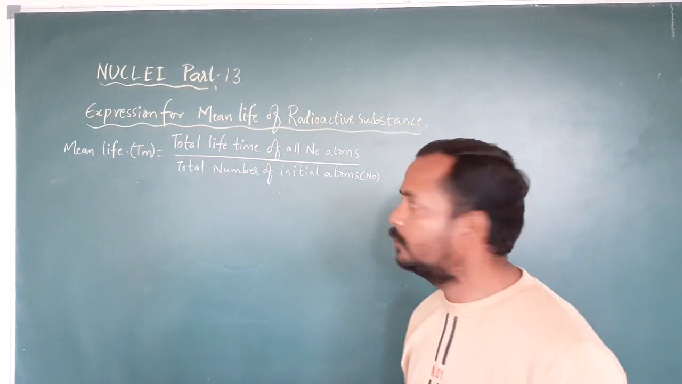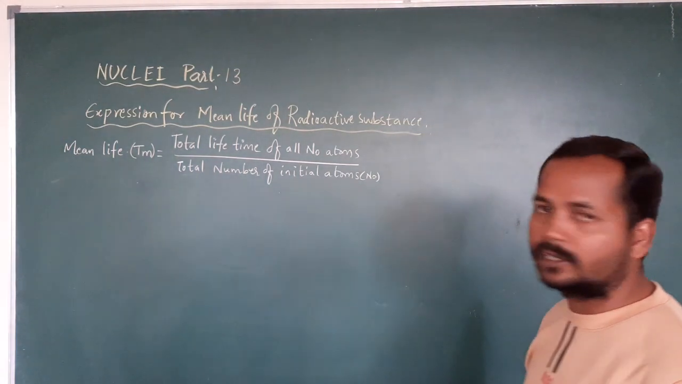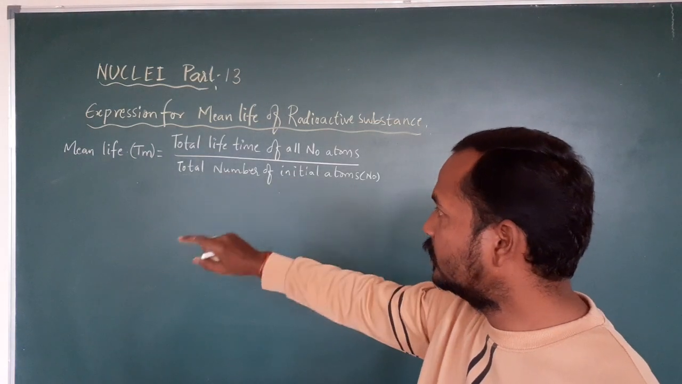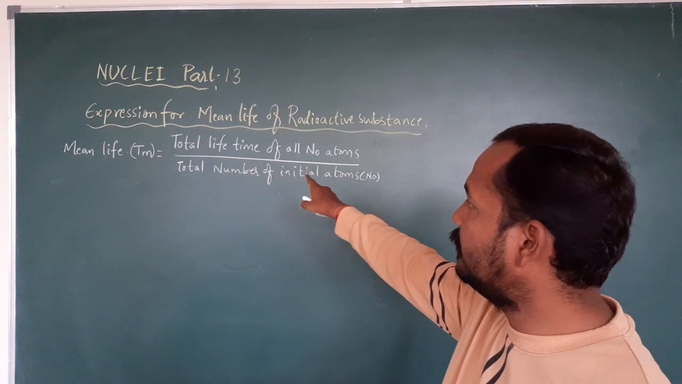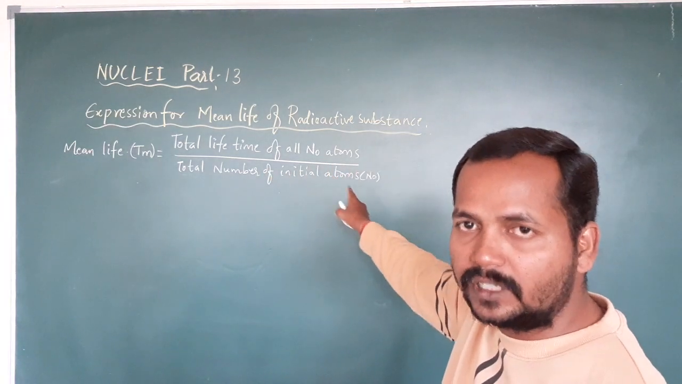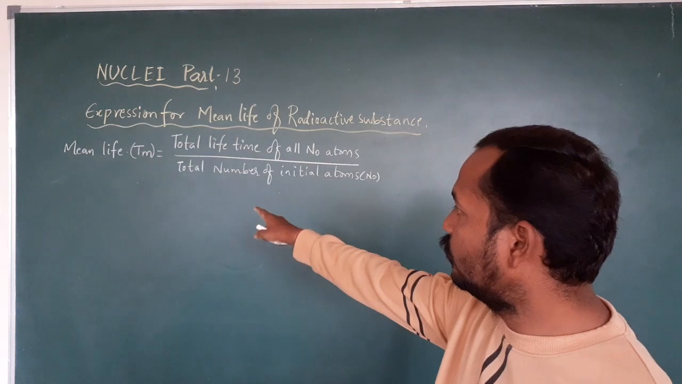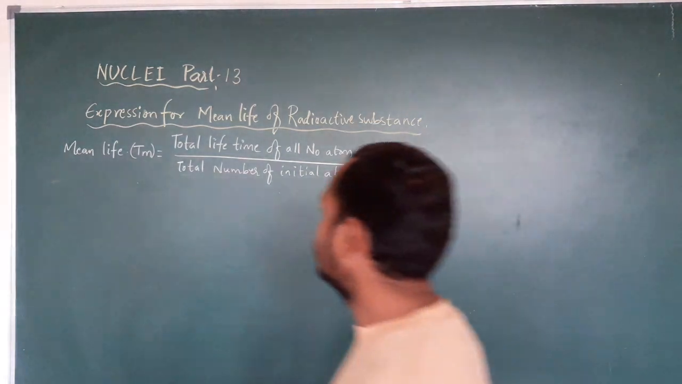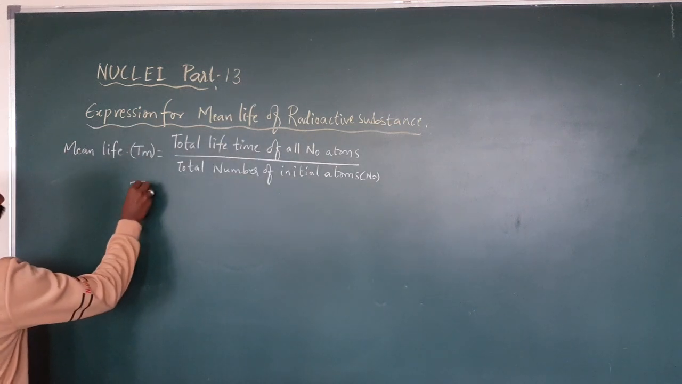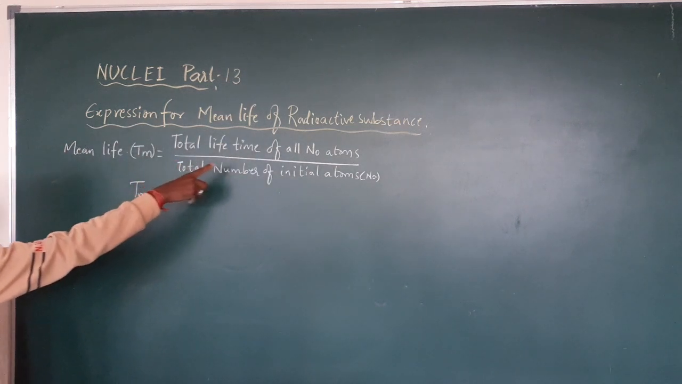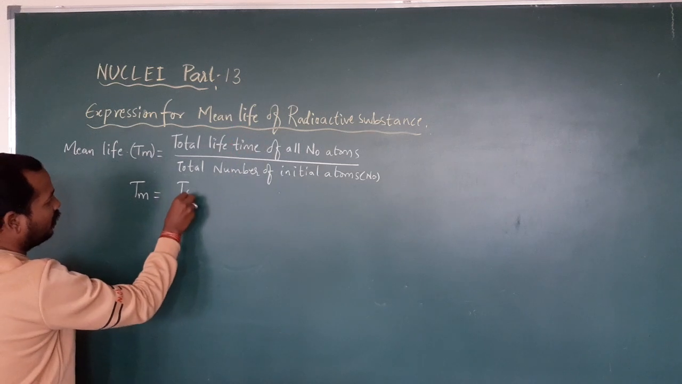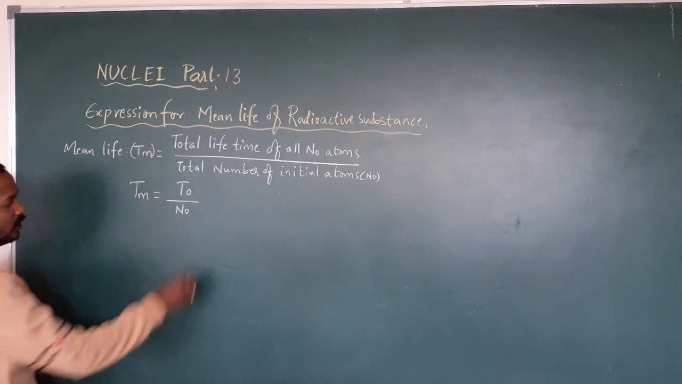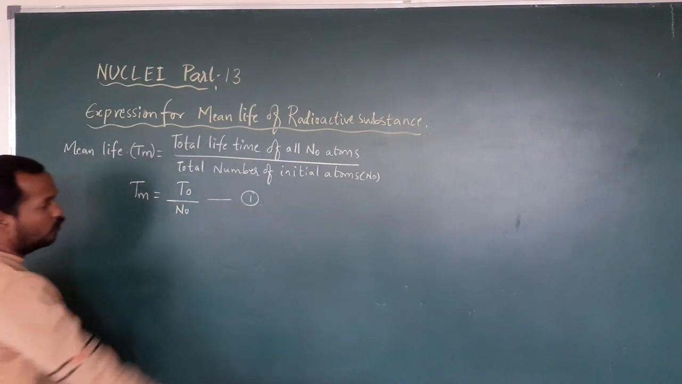Next, the expression for mean life of a radioactive substance. What is the definition of mean life? It is the ratio of the total lifetime of all N0 atoms in a radioactive substance to the total initial number of atoms, that is N0, right? So let us assume Tm is the mean life, and the total lifetime of all N0 atoms will be T0, divided by the initial number of atoms N0. Assume this is expression number 1, right?